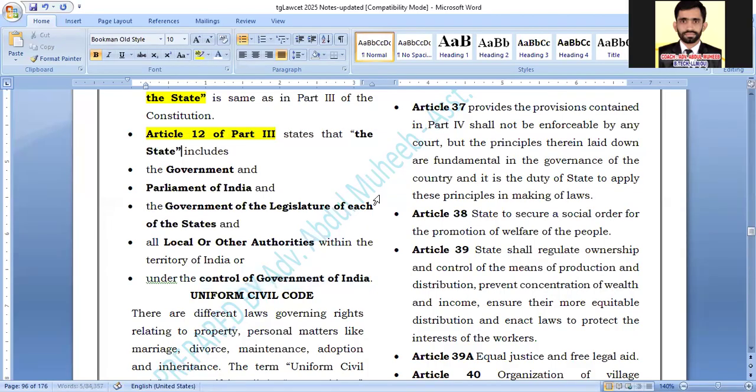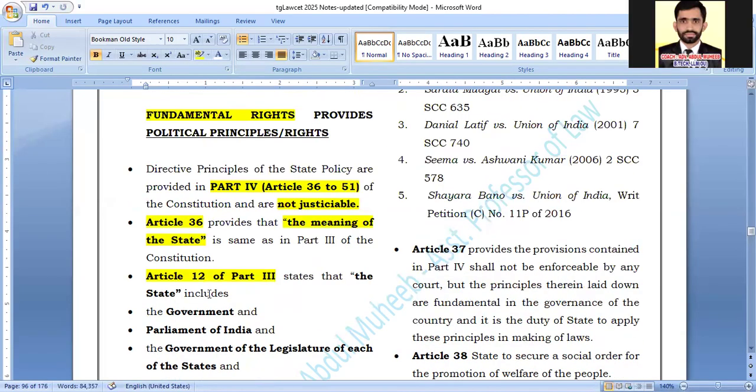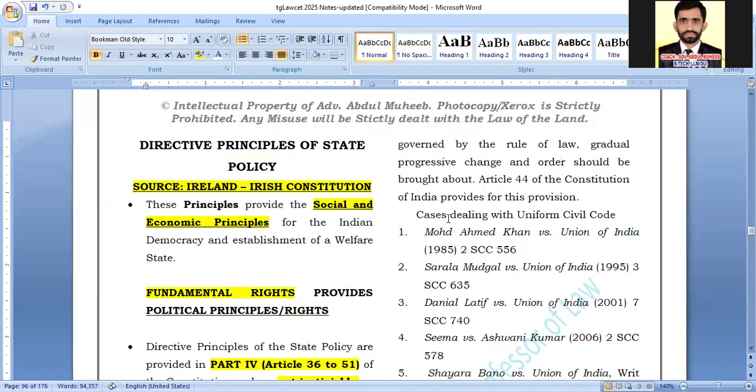Right? What is the state? Okay. Article 12: state means the government of India, the Parliament of India, the government and legislature of the states, and local and other authorities which are under the control of India. So it is Article 12, which is the same as Article 36.